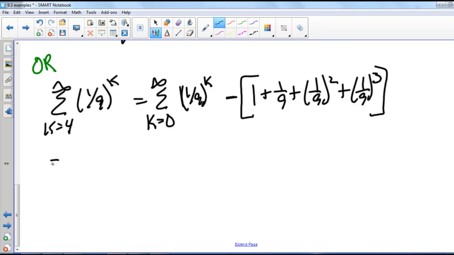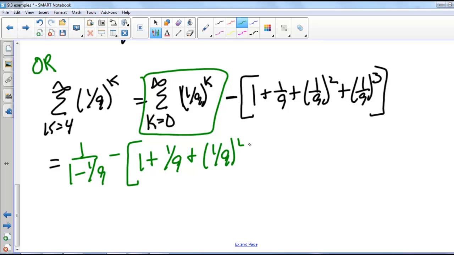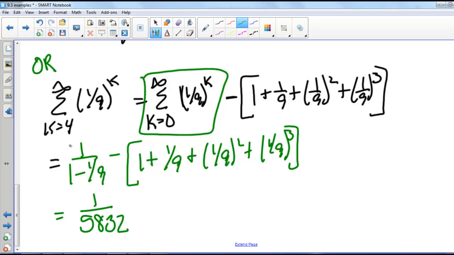So now we have this geometric series, and the sum is 1 over 1 minus 1/9. And then we're going to subtract off 1 plus 1/9 plus 1/9 squared plus 1/9 cubed. And that will also get us to 1 over 5,832. So these are 3 different ways that we can think about how to find the sum of a series where the sum doesn't start at 0.